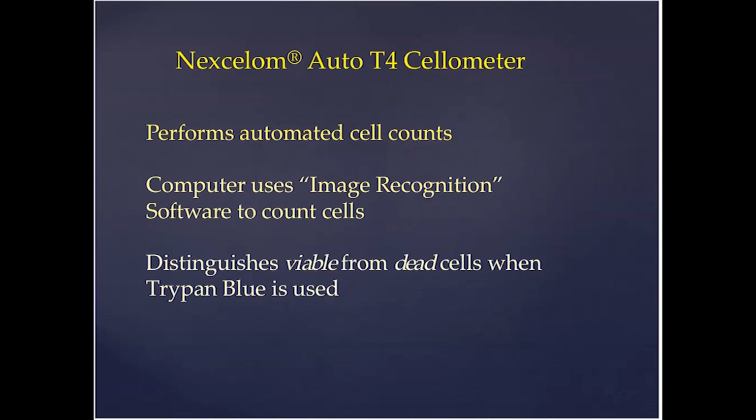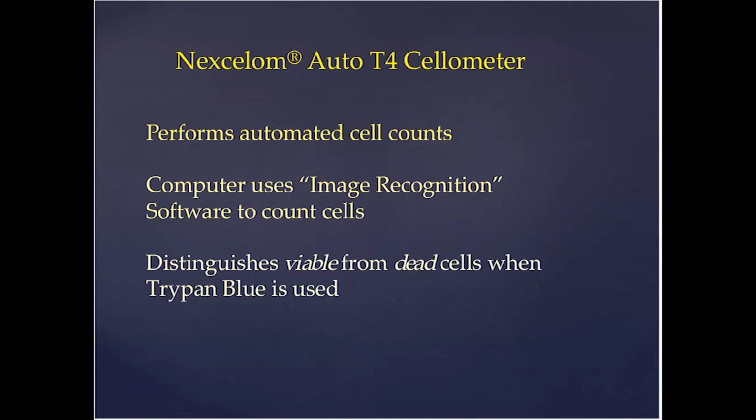Now, let me talk a little bit about what the Nexcelom Auto T4 Celometer is all about. First of all, it performs automated cell counts. Unlike the Hemocytometer, where you have to actually do the counting yourself, this machine does the counting for you. How does it do that? Well, it uses a computer software that has image recognition, and the computer actually learns what cells look like. It learns the sizes of cells. It learns the shape of cells, the color of cells.